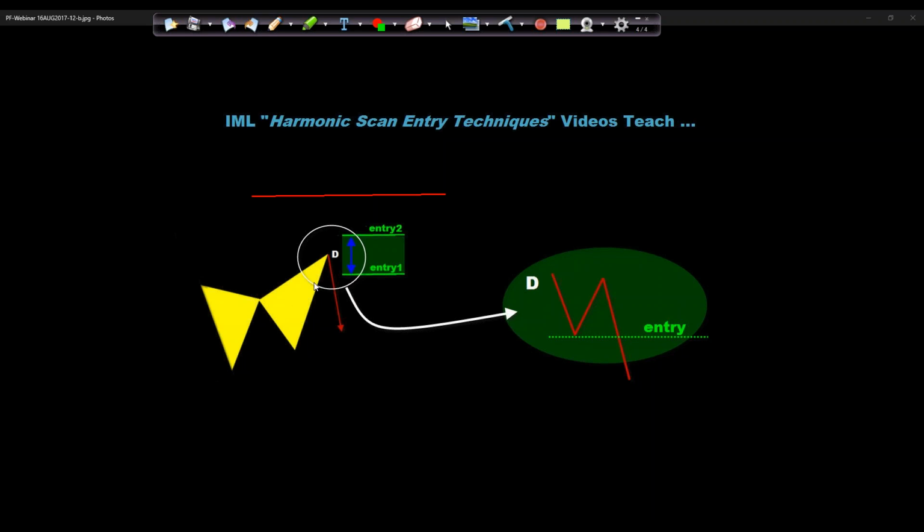This pattern is not drawn to scale, folks, so please understand that. I'm just getting it on the screen for you. And the eventual entry, there's many ways you could do it. A lot of advanced traders are going to look for market structure. So when they see this D point and price starts to reverse from that D point, they might look for some market structure. In simple terms, essentially they're looking for the start of an Elliott wave move, an impulsive Elliott wave move out of there.